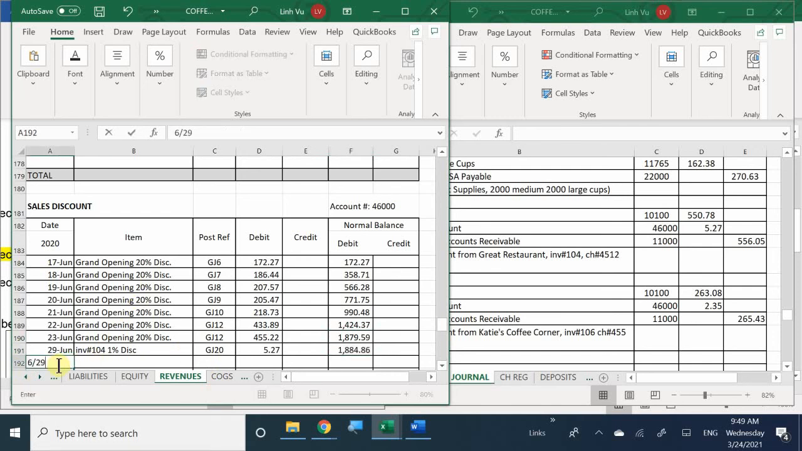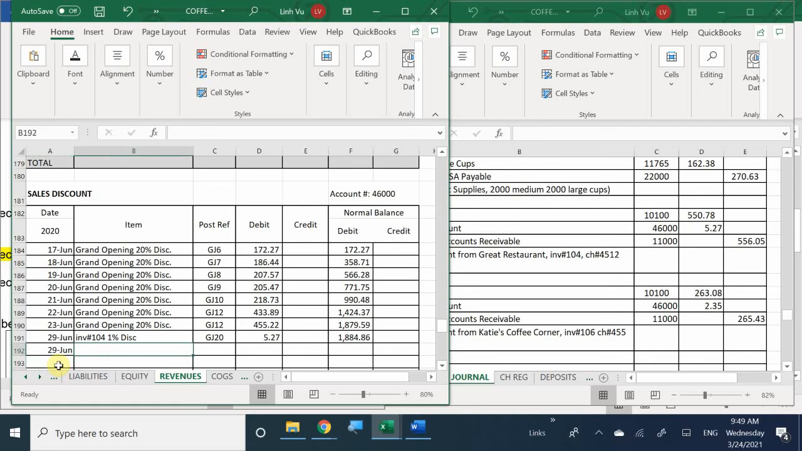And then last but not least, still make sure you don't forget your sales discount. So here we are, 629, invoice number 106, 1% discount. Okay. Same thing, general journal number 20 for the amount of the $2.35. 1887.21. Okay, good.